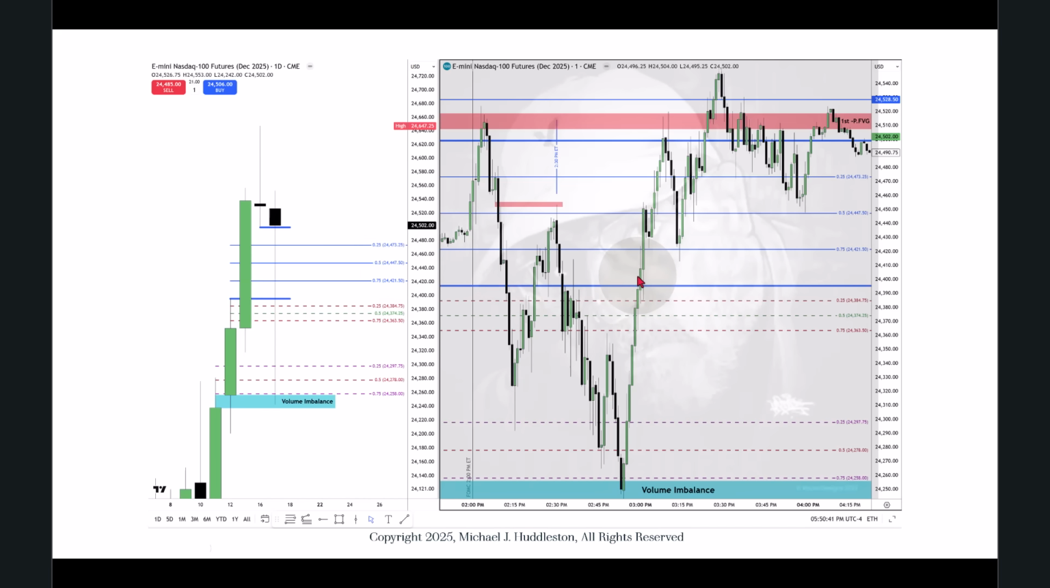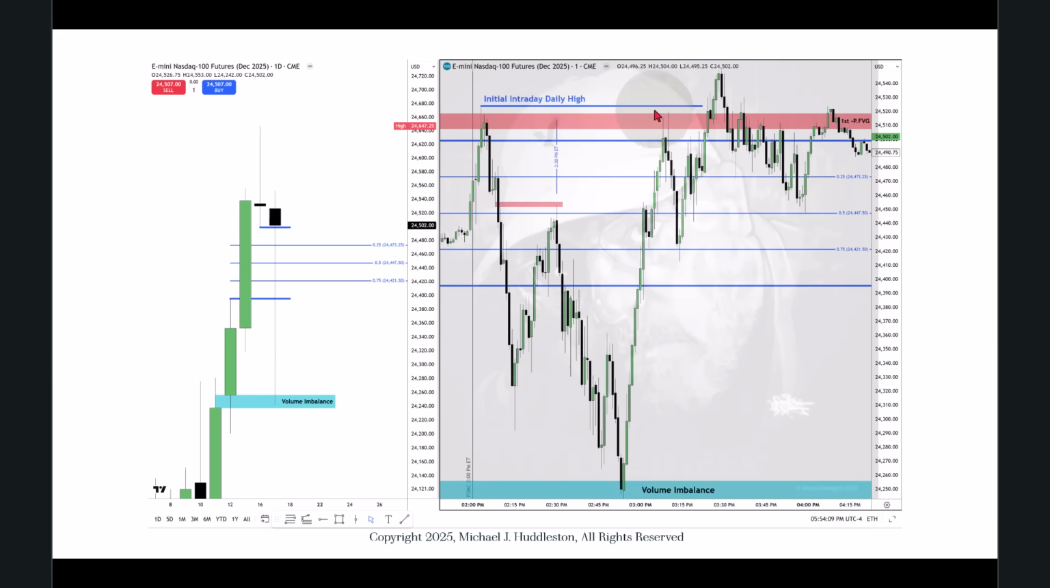You're obscuring your ability to follow along with price action. But it then rallies up, consequent encroachment, upper quadrant, and then sends it through first presented fair value gap and the relative equal highs here. So that initial intraday daily high here earlier in the day, they take that out, and then we start to consolidate in between the quadrant levels and first presented fair value gap.